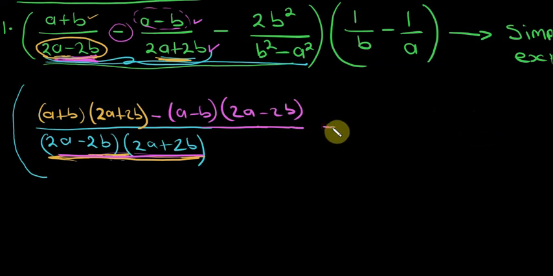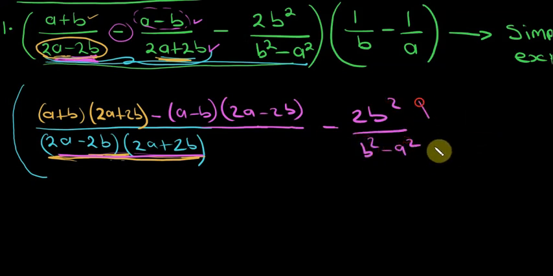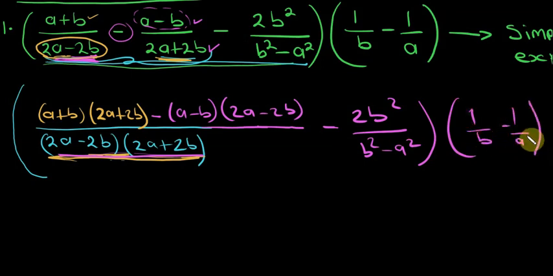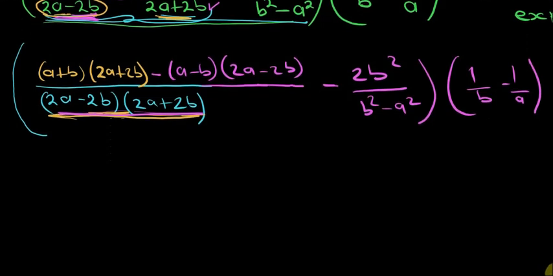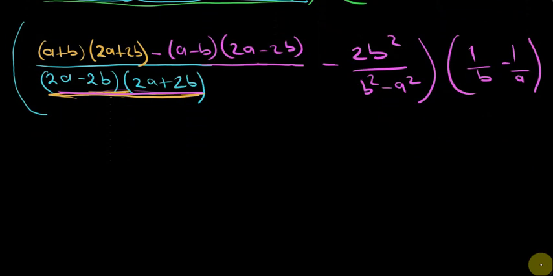Everything subtracts 2b squared over b squared minus a squared, multiplied by 1 over b minus 1 over a. So let's see if we can simplify this. Let's see if we can multiply out the brackets or expand the brackets.